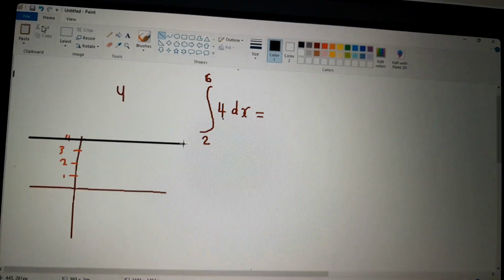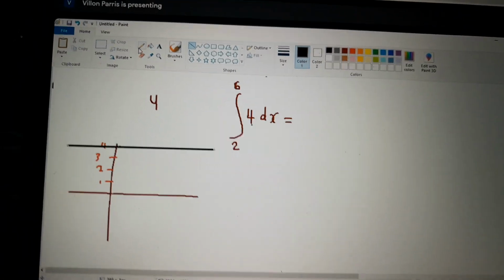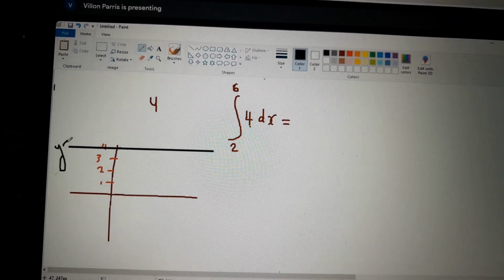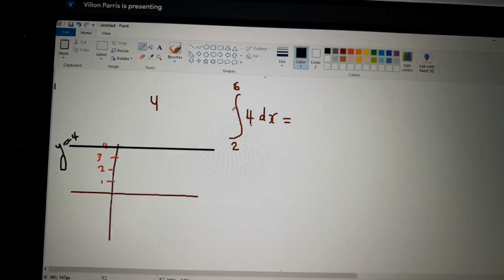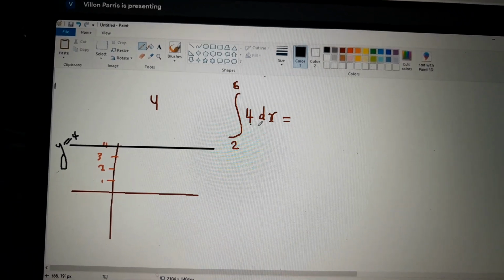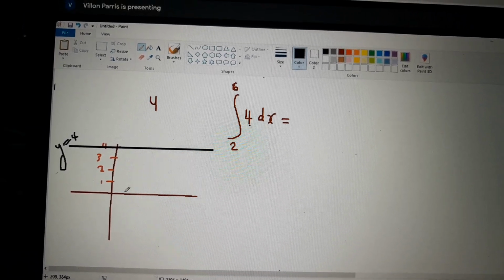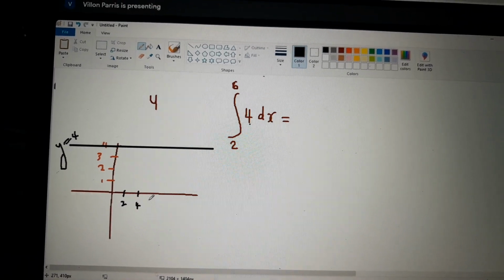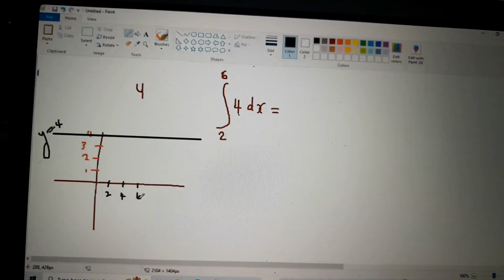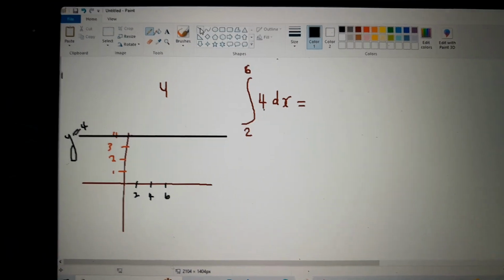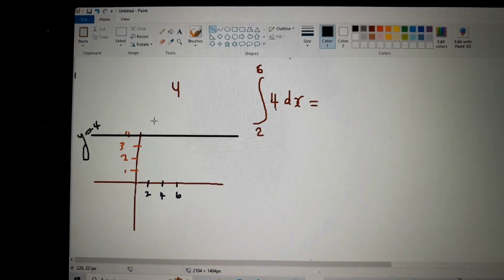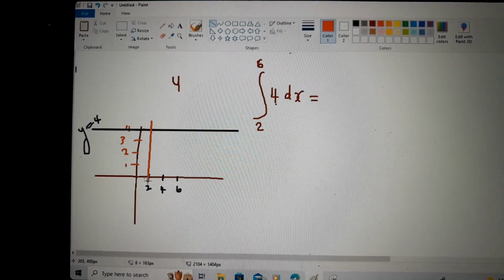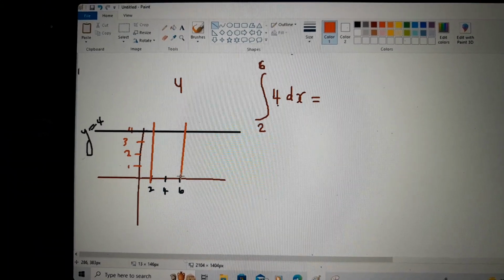So this is basically the line. I can't call it a curve, the line that we're looking at. Y is equal to 4. And we are finding the definite integral from 2. So I'm going to count in 2's. 2, 4, 6. So my boundaries are from here, from when x is 2 to when x is 6.